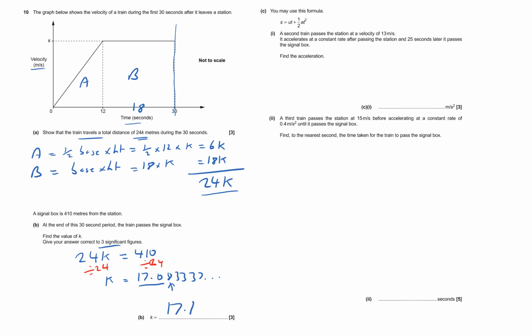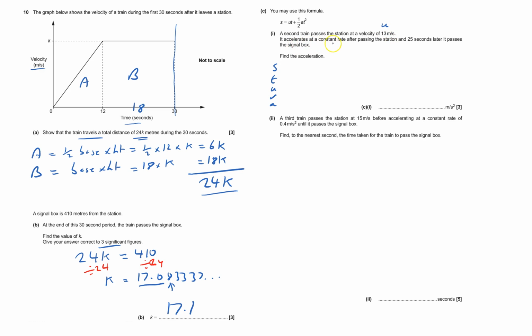Okay? And this is using the formula which is giving us now s equals ut plus a half at squared, and we'll see how we use this. So we've got a second train passing the station at a velocity of 13. That means the initial velocity is 13. So that's what u is. Some people write down SUVAT, but I don't know if you do, so I'll carry on like this.